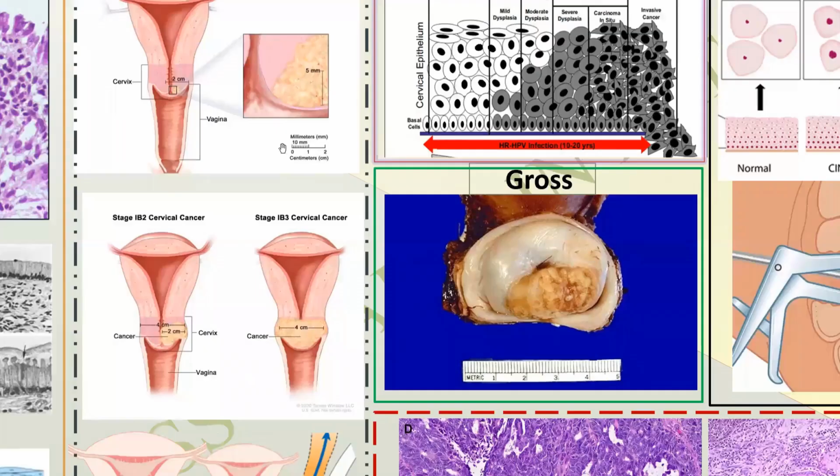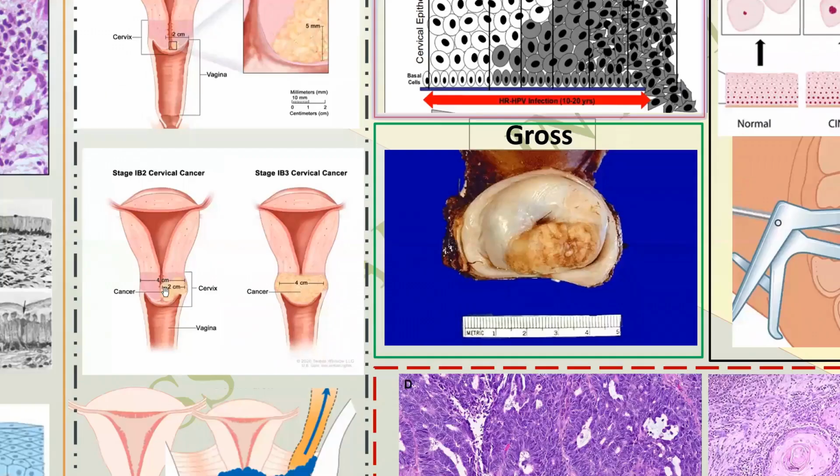But later on, we find that it can infiltrate the wall of the cervix. Almost the entire thickness is getting involved. In this case, both the sides are being involved. So these are the B2 and B3 stages of the cervical cancer.